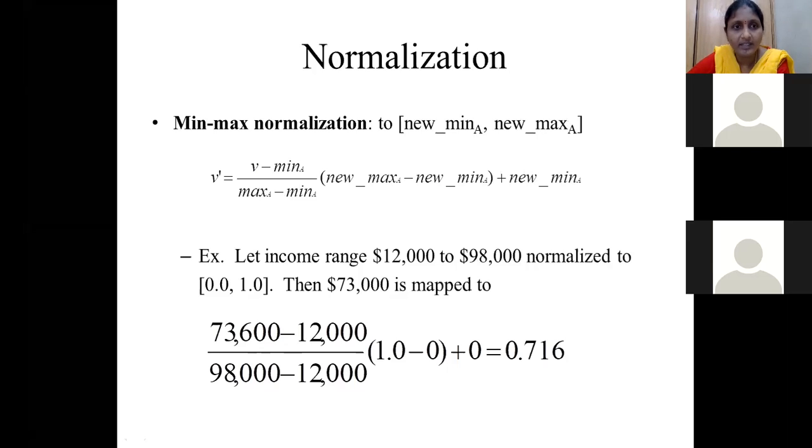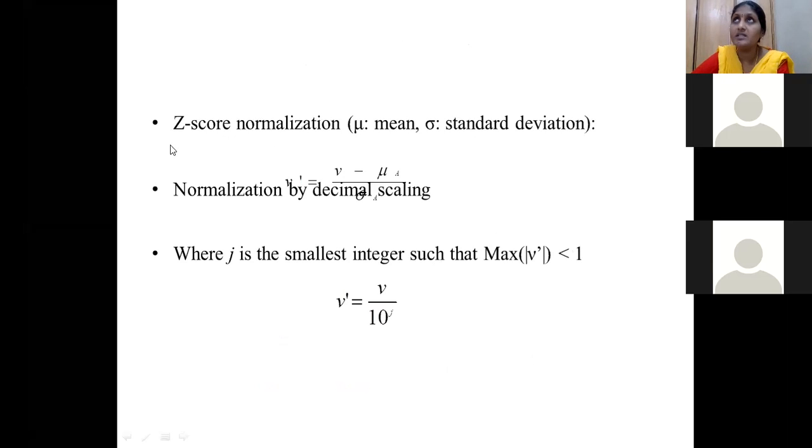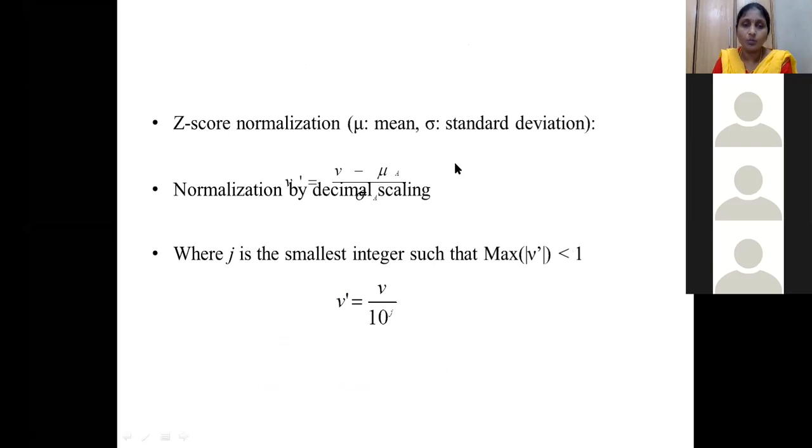Okay, I'm moving to another normalization, that is Z-score normalization. For Z-score normalization, we need two values. One is the mean value and another one is the standard deviation value. So for calculating the Z-score normalization, we require mean value and the standard deviation value. I think the formula is not complete, it was overlapped. I will read the formula.